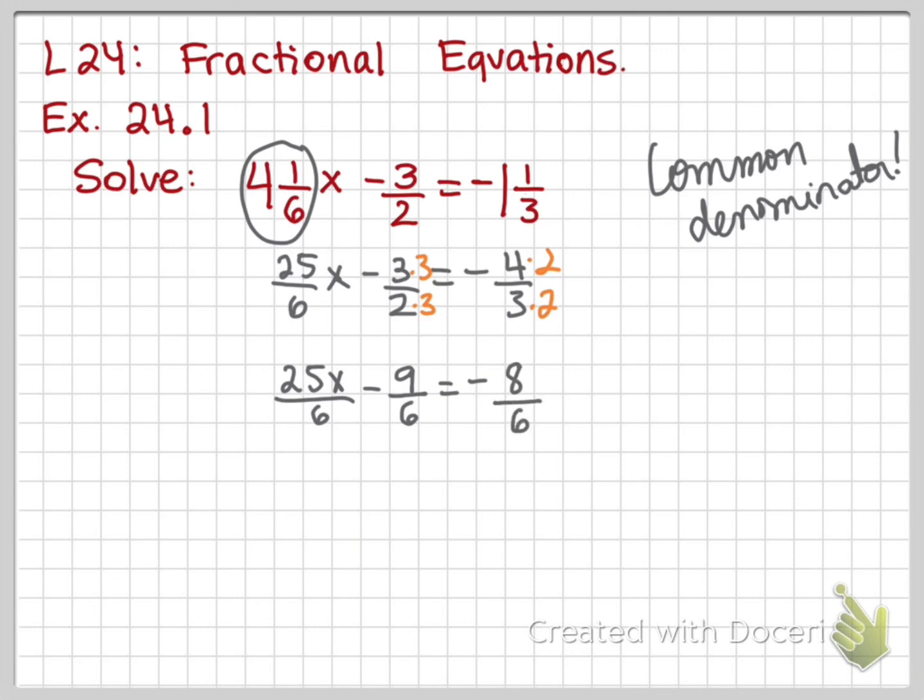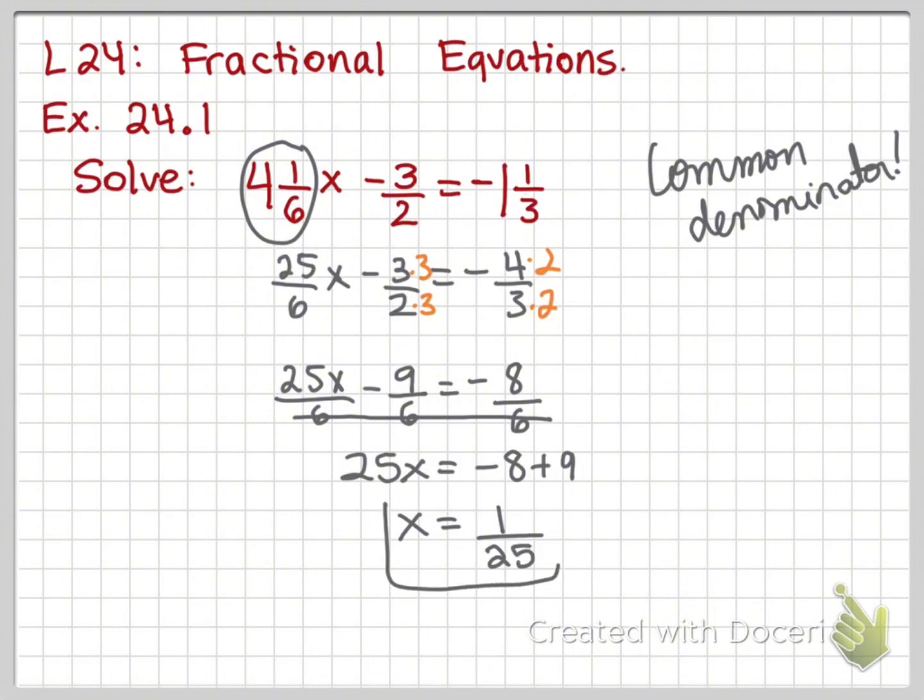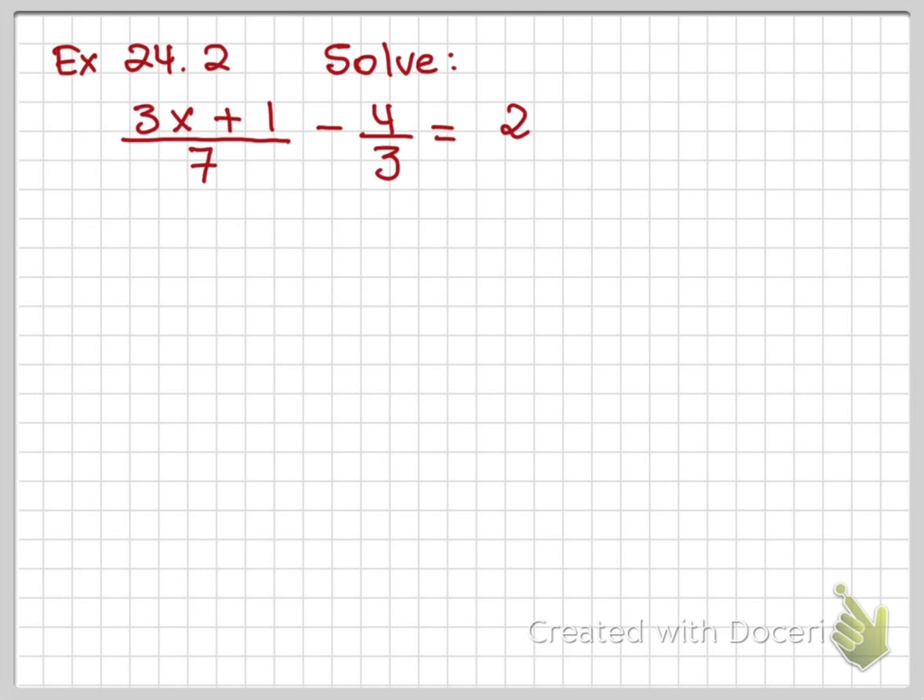Now, only in an equation, when we have the same denominator in both sides, we can cancel it. So now we're ready to pass the negative 9 that is subtracting to add, and the 25 that is multiplying to divide. And that's our answer. Very, very simple. Let's look at this other example.